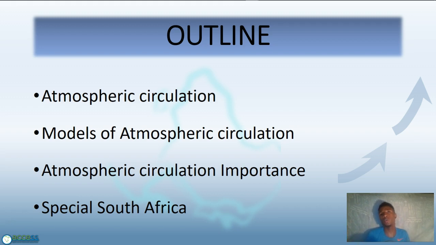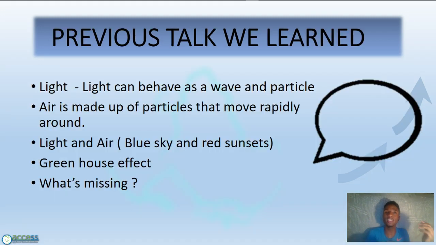In order for me to continue, we need to recall the previous talk. In the previous talk, we learned that light can behave as a wave and as particles, and that air is made up of particles that move rapidly around. We also learned that when light and air meet, they can be reflected, absorbed, or scattered, which results in a blue sky or a red sunset. We also explained that light and air, together with Wien's law, are used to explain the greenhouse effect. So what is missing? That is why I'm here. I'm going to fill the gap by explaining atmospheric circulation.